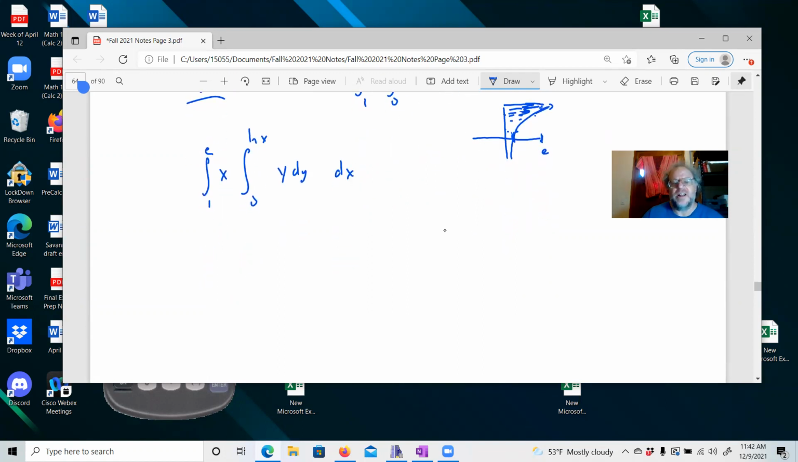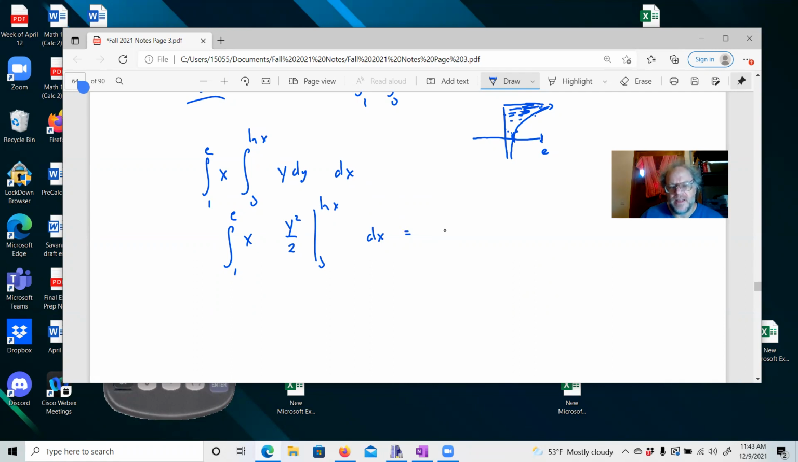So integrating y dy, isn't that y squared over 2, going from 0 to ln x? Here's 1 to e of x, and then we have our dx still. It probably would have been better to go in the other direction because the e's get a little bit easier to deal with. But we didn't. So here we go.